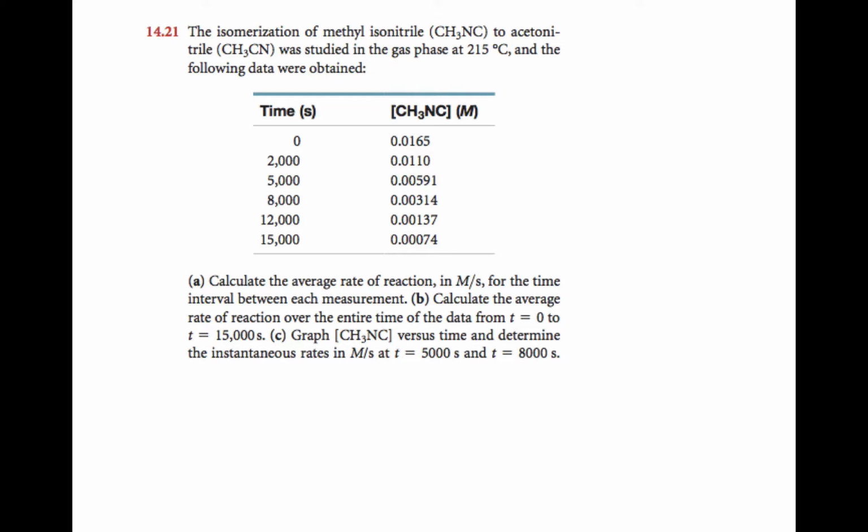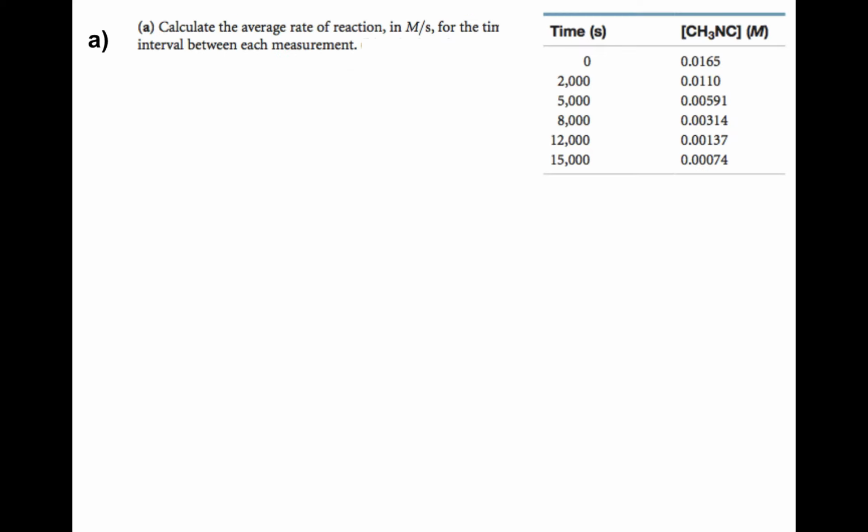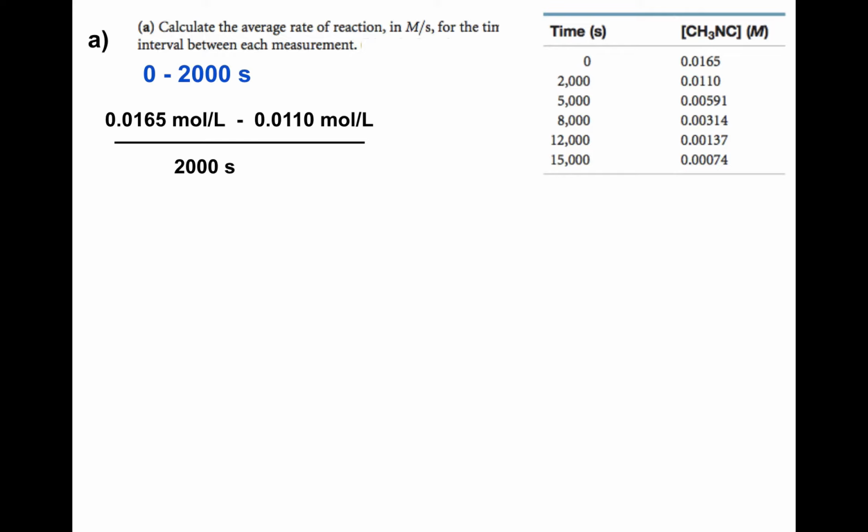All right, so that's part A. So that's change in concentration over change in time. So for the first 2,000 seconds, I went from 0.0156 mole per liter to 0.011 mole per liter. And I get the change in concentration divided by the change in time, and I get the rate.